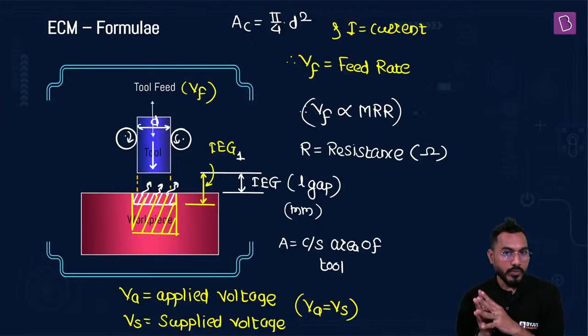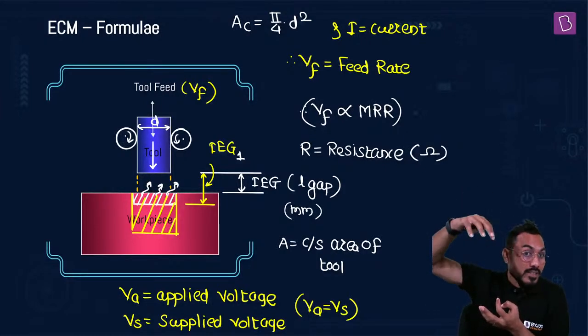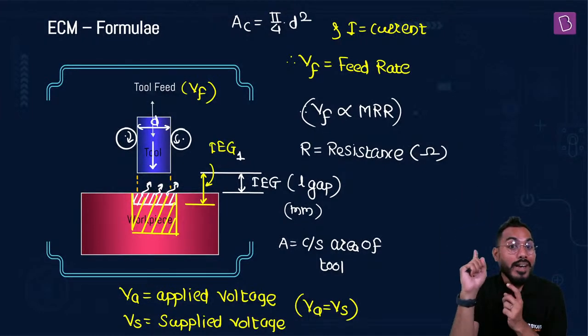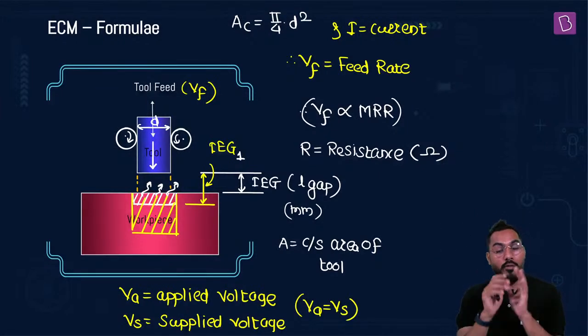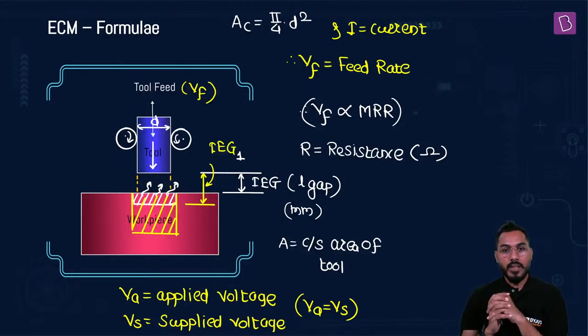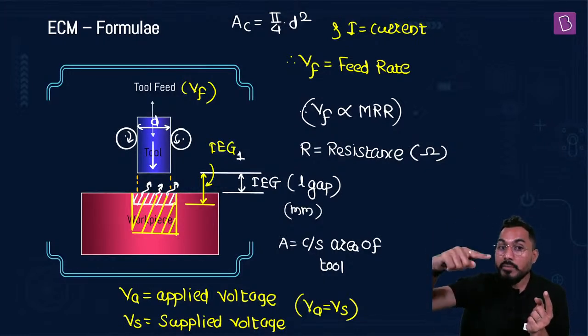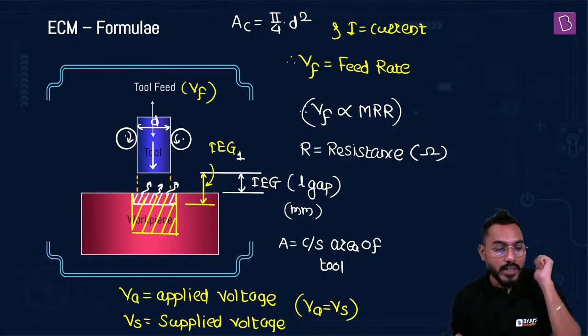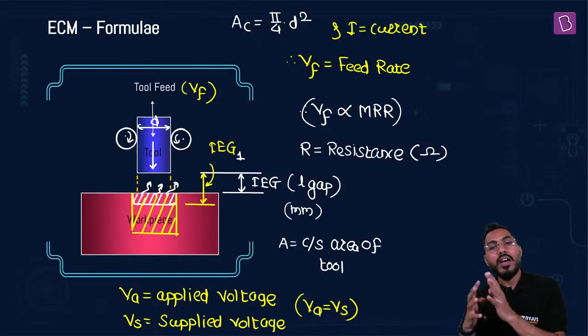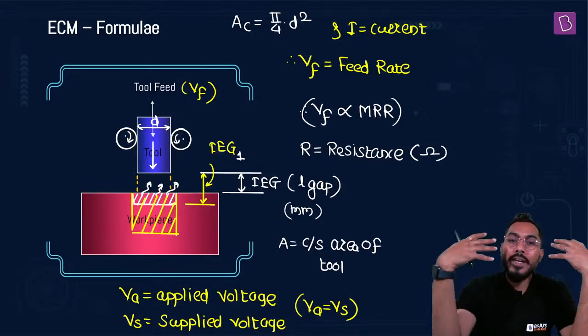Both are same. Now R is nothing but the resistance created to the flow of current between the interelectrode gap, and that current is flowing through that entire area of the tool or workpiece material. Whatever gap is maintained between the interelectrodes is called the L gap. It is a distance measured in millimeter. And VA and VS are called the applied voltage or supplied voltage.